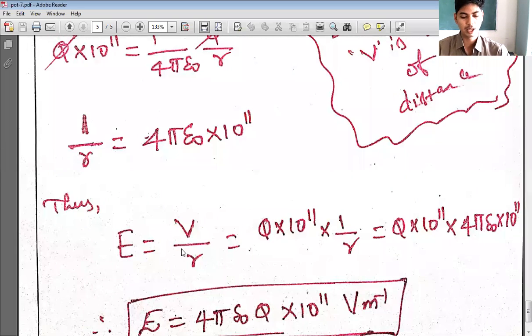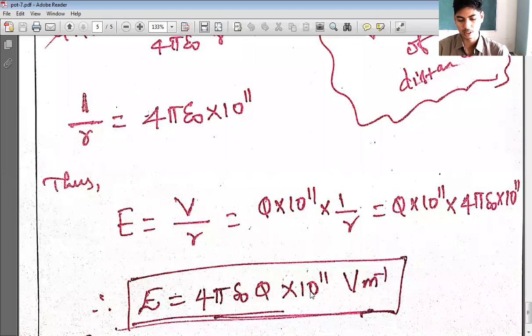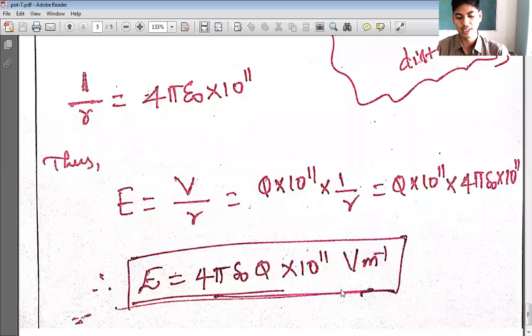E is equal to V by R. V is Q into 10 to the power of 11, and 1 by R is 4 pi epsilon naught into 10 power 11. 10 power 11 into 10 power 11 should be 10 power 22. Correct this: it must be 10 power 22. So E is 4 pi epsilon naught Q into 10 to the power of 22 volt per meter. Electric field can also be expressed in volt per meter.